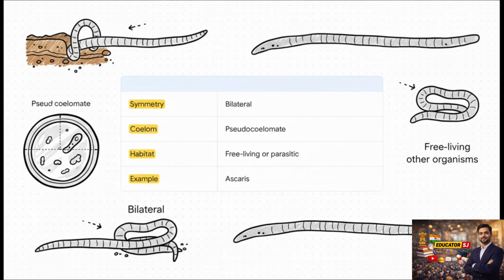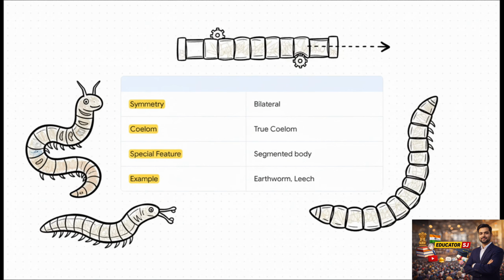Next up on our evolutionary ladder are the Nematoda, the roundworms. They took that next big step and developed a pseudocoelom, that false body cavity. This gave them more room for their internal organs and a more efficient gut. These guys are everywhere. I mean, literally everywhere, from the soil under your feet to, well, sometimes living inside other animals. And this is where that whole worm revolution really hits its peak.